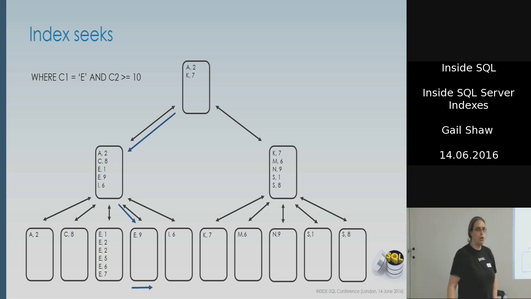Alright, so on to a two-column seek. SQL is perfectly capable of seeking when it's got a two-column index and a two-column predicate that matches that index. It will seek on both predicates at once. So we're looking for E, so obviously this way. Now we've got two possibilities. We've got two pages that have got E on them.